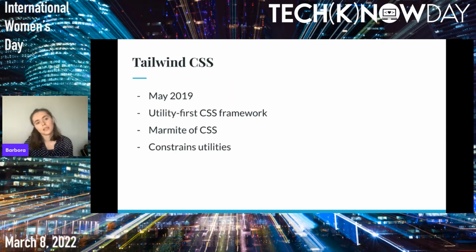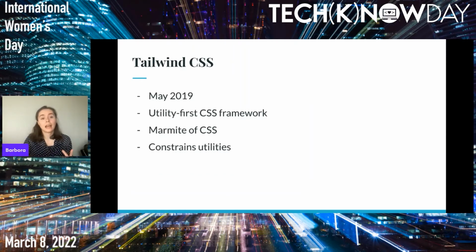So Tailwind CSS was first introduced in May 2019, and it is a utility-first CSS framework. What this actually means is that it uses low-level utility classes to build out custom and complex designs. The interesting thing about Tailwind for me is that it really does appear to be the Marmite of the CSS world. There are some developers who absolutely love it and some who absolutely hate it. And there doesn't really appear to be anyone in the middle. The reasons why some really love it and some really hate it, I will go into in a tiny bit.